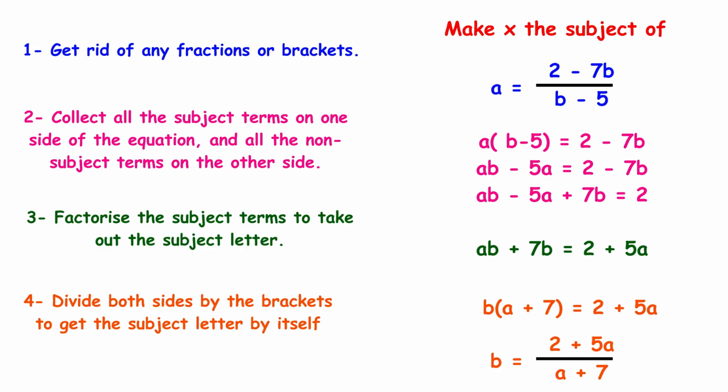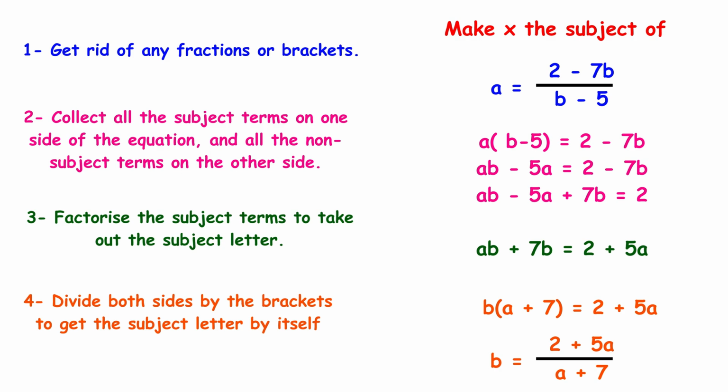So if we decided to put the subject terms on the left, again, then we'd need to move the 7b over to the left and the 5a over to the right. To move the 7b, we need to add 7b to both sides, which would give us ab minus 5a plus 7b equals 2. And then to move the 5a over, we need to add 5a to both sides to get ab plus 7b equals 2 plus 5a.